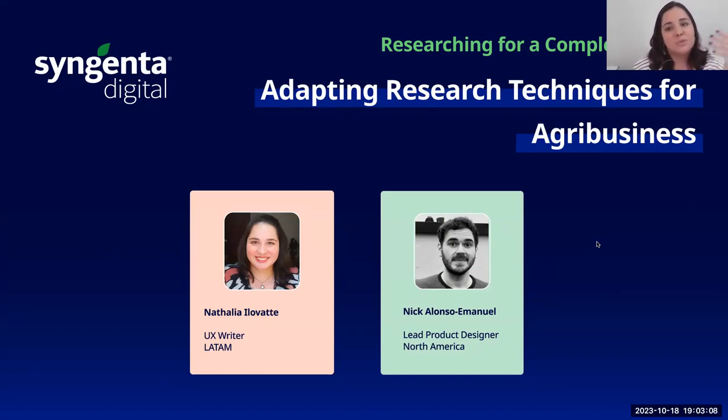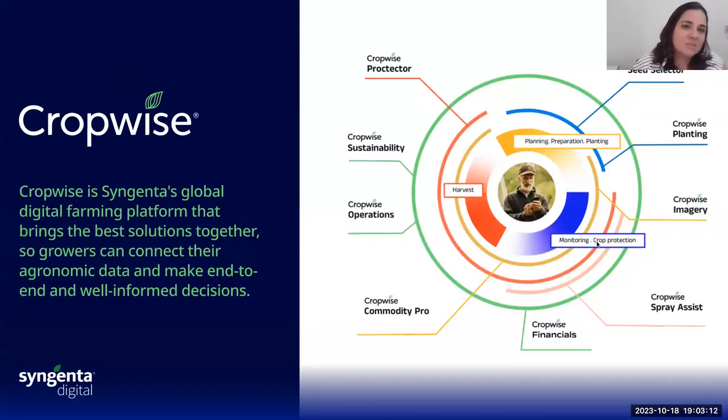Syngenta has multiple global solutions to help growers in all stages of the agronomic cycle, from seed planning to financial analysis, and all the solutions are integrated into the Cropwise platform. So in our daily work, we have the challenge of doing design research with our users, who are mainly growers from multiple regions.